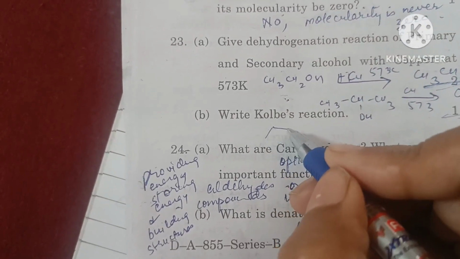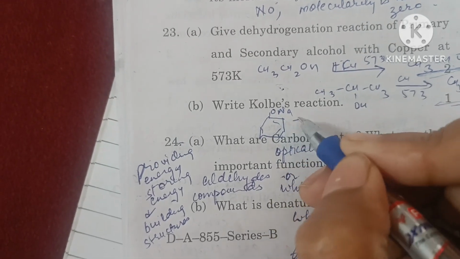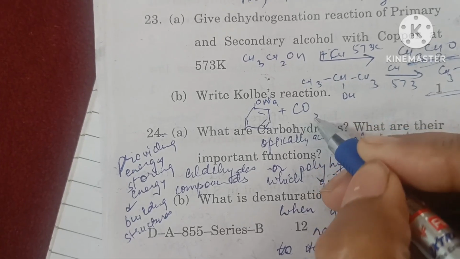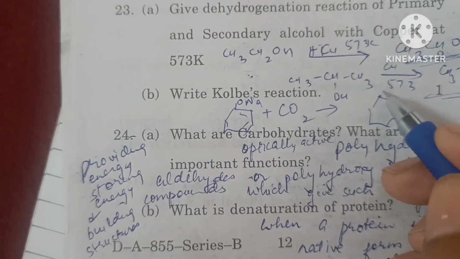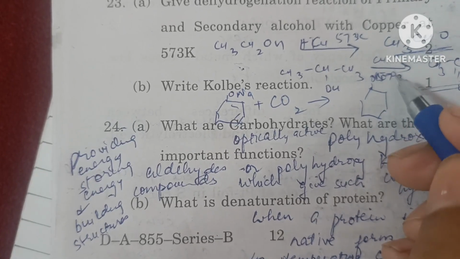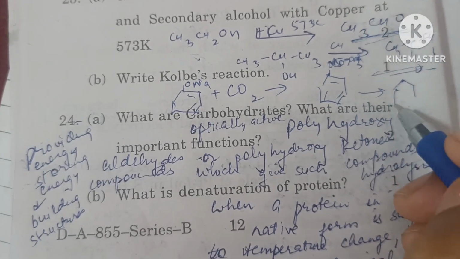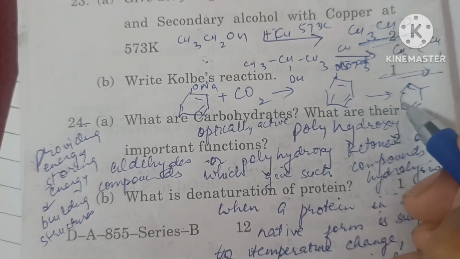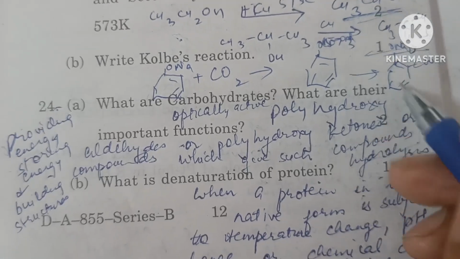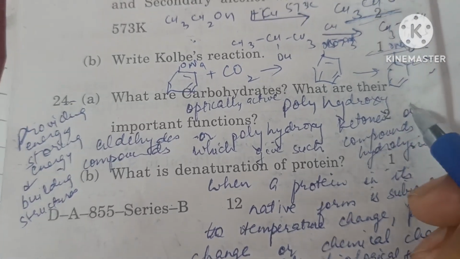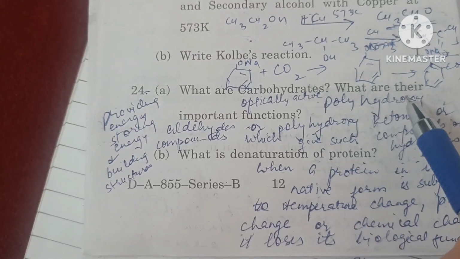Write Kolb's reaction. So when phenol or sodium phenate is made to react with carbon dioxide, sodium phenyl carbonate is formed, OCOONa, which rearranges itself to ONa and COOH, and on acidification it will form salicylic acid. This is Kolb's reaction.